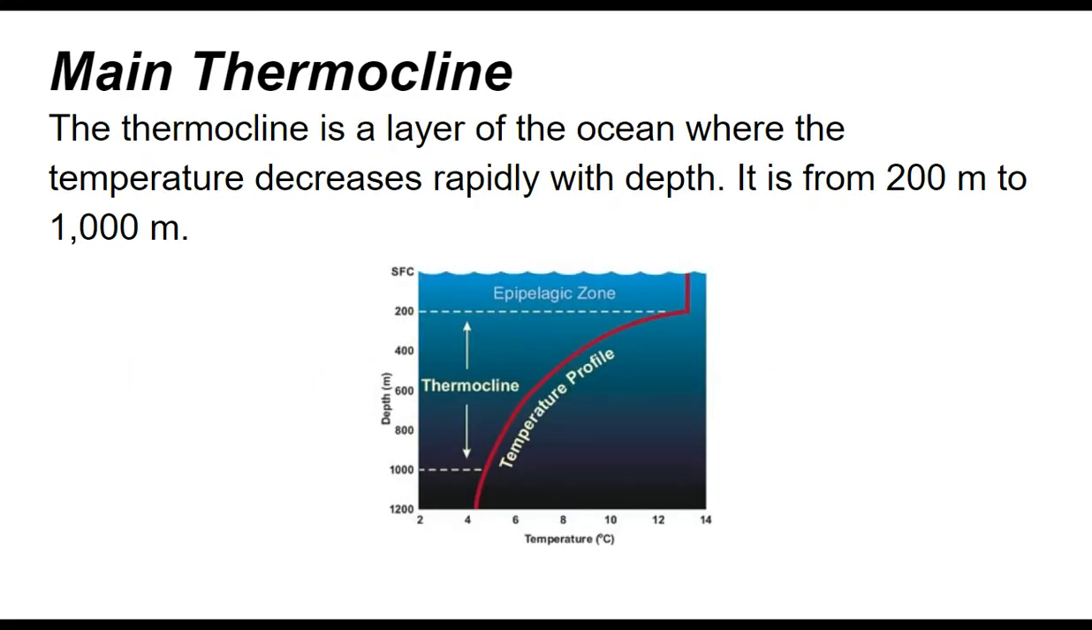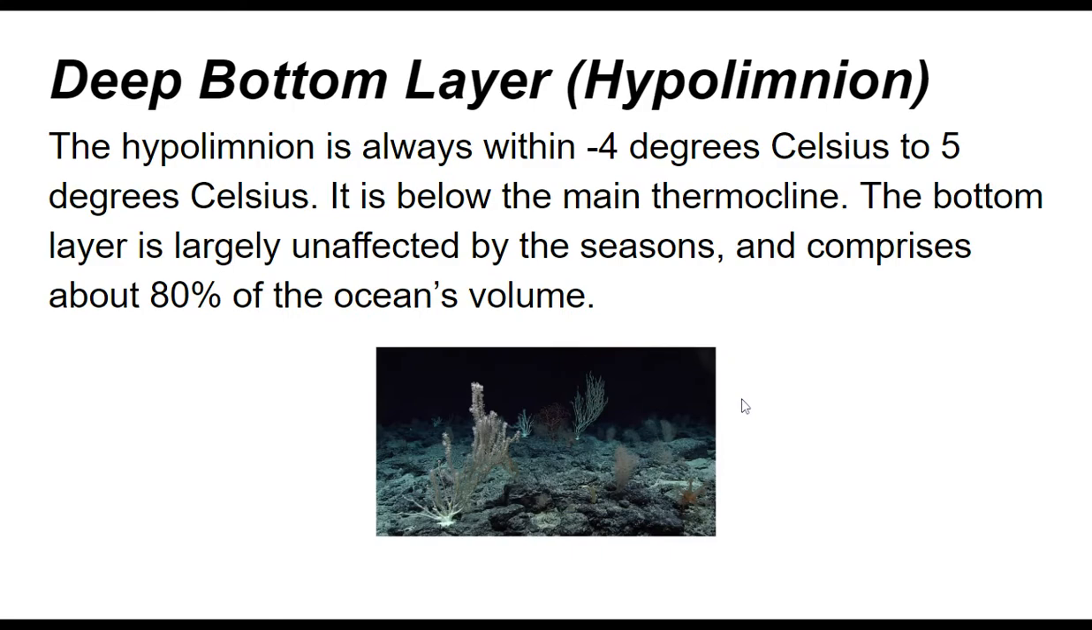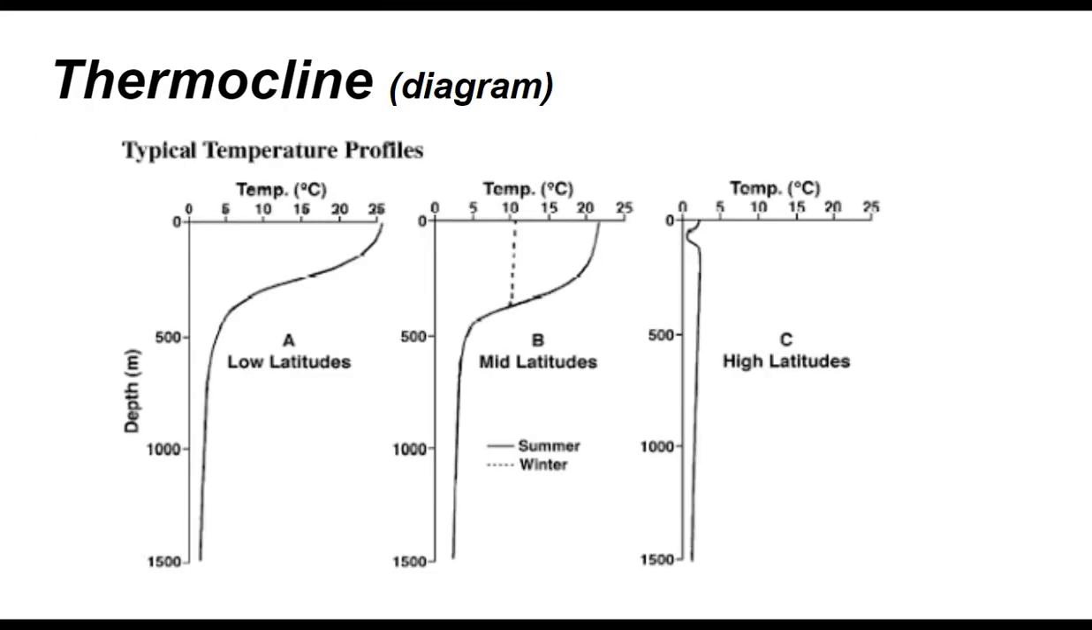Main thermocline. The thermocline is a layer of the ocean where the temperature decreases rapidly with depth. It is from 200 meters to 1,000 meters, and here's a diagram. The deep bottom layer. The Hypolimnion is always within -4 degrees Celsius to 5 degrees Celsius. It is below the main thermocline. The bottom layer is largely unaffected by the seasons and comprises about 80% of the ocean's volume.